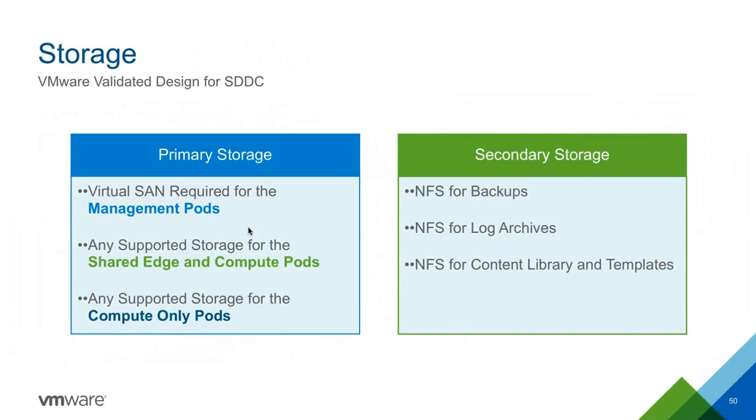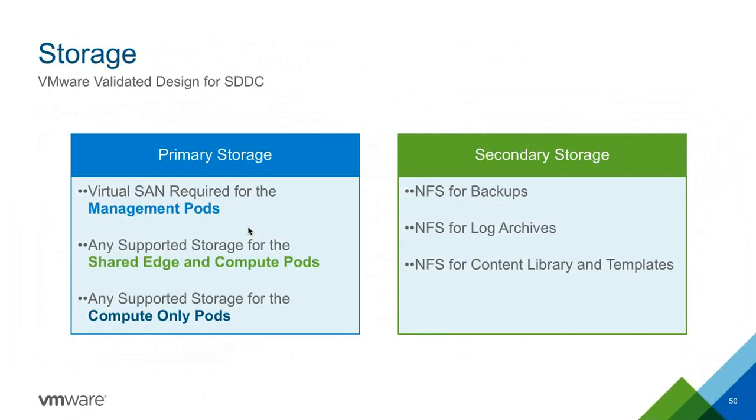In terms of storage, I mentioned the types of storage. Primary storage is going to be virtual SAN, and that's in our management pod. You can use, again, any supported, HCL supported storage for shared edge and compute, and compute-only pods. The only place we're trying to provide guidance is around the management pod and using vSAN. If you want to see something different, this is what we've tested, for example, management pod, vSAN, hybrid.